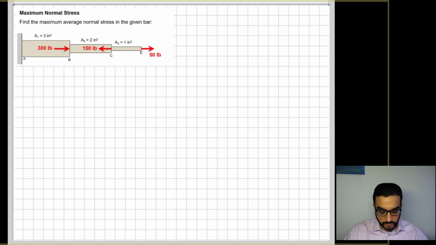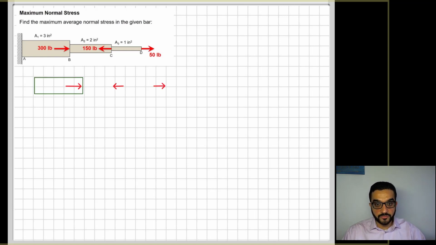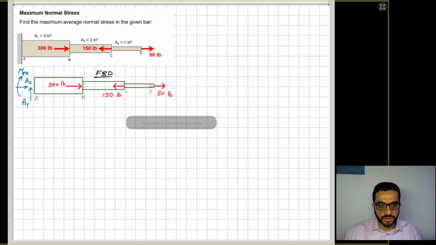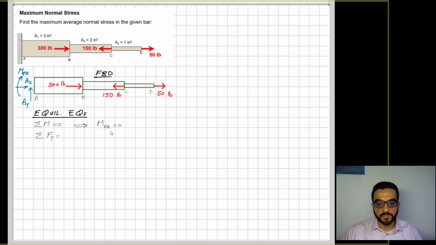The first thing we do is analyze the free body diagram, or equilibrium, of this member to figure out what internal forces we have. Taking the member out from its support, once you take out the support, you reveal the reactions. This is a fixed support, so here we have AY, AX, and moment reaction MRA. The equilibrium equations we apply are three because this is a two-dimensional problem. If I sum the moments at A, nothing really happens here. All the forces are axial, so the moment reaction is equal to 0.